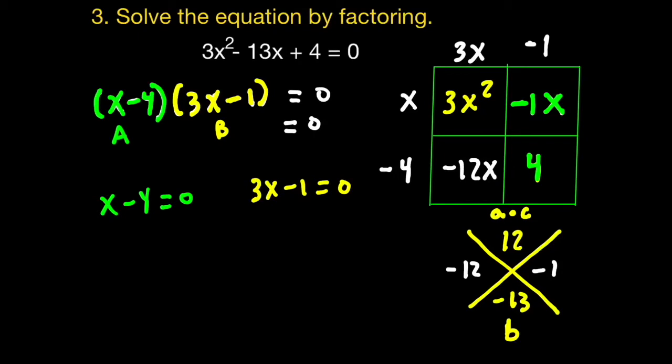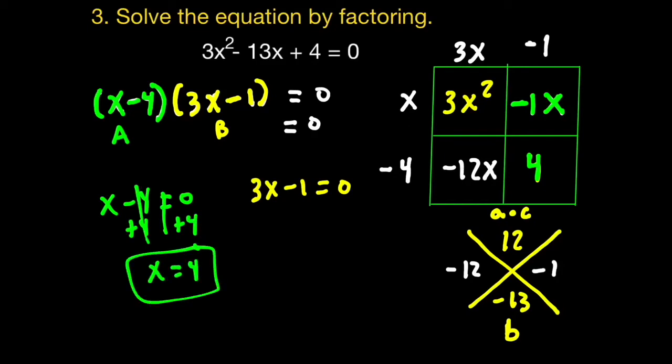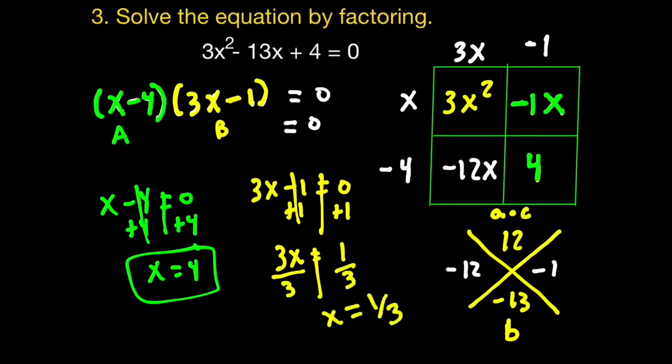So beginning with green, here I can add 4 to both sides of the equation, and I get that x will equal 4. For yellow, I can begin by adding 1 to both sides of the equation, and I'll get that 3x is equal to 1. To isolate x, I divide by 3, and I get a value of x equal to 1/3. And those are my two solutions, +4 and 1/3.